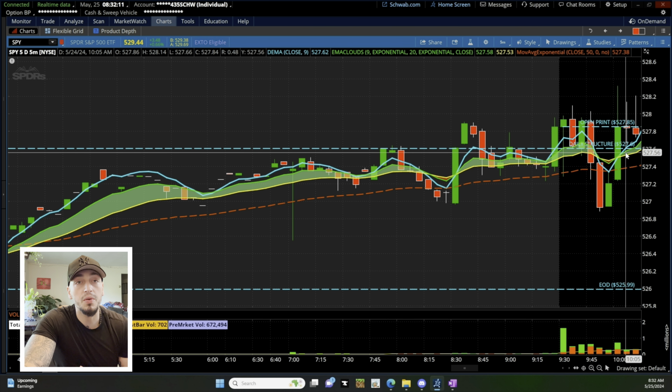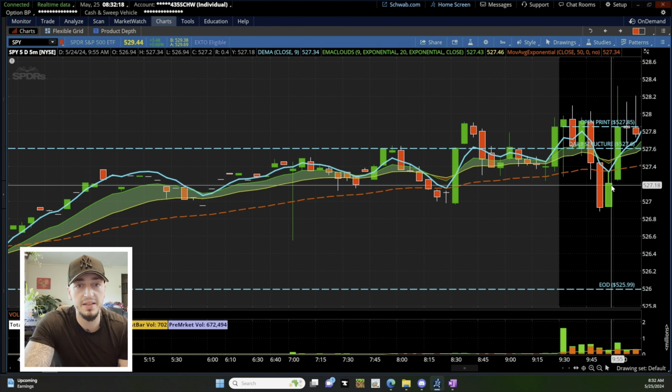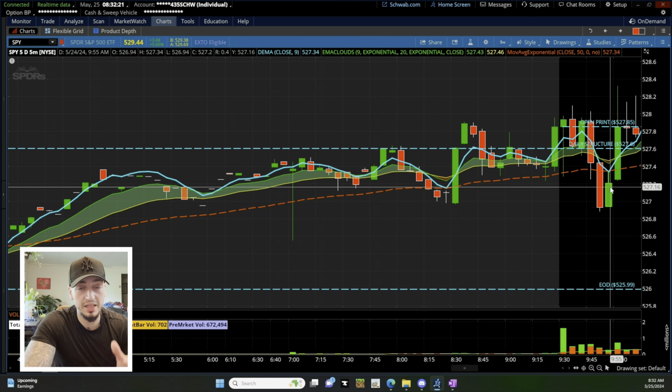The cloud is green, right? The 9 is above the 20, right? And we're above the 50 EMA. This is why moving averages are so effective. Every trader I know, especially the ones that do extremely well, trade with moving averages.